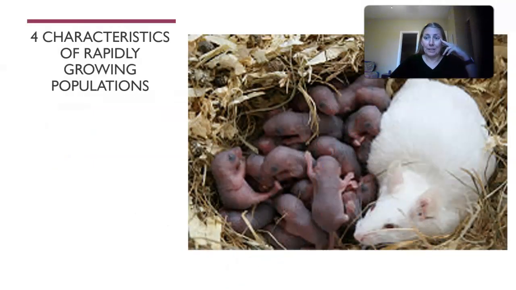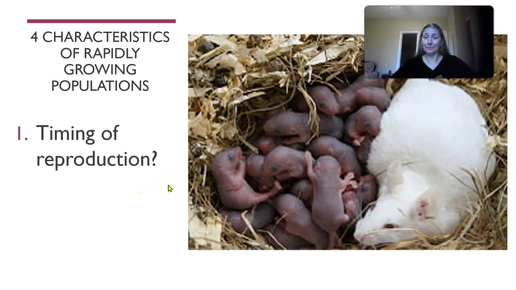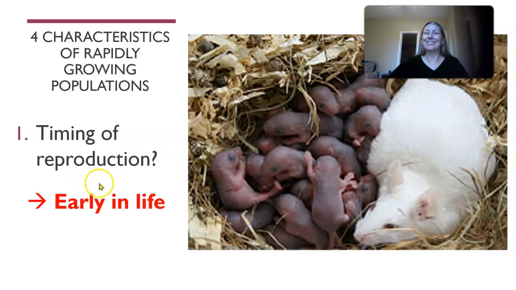So let's talk about rapidly growing populations and some major characteristics that rapidly growing populations have. One, and I want you to think about this before I give you the answer, timing of reproduction. Do organisms that exhibit a rapidly growing population start reproducing early in life or later in life? If you said early in life, then you are correct. So organisms that reach sexual maturity early in life, clearly that implies that the population can increase pretty rapidly.